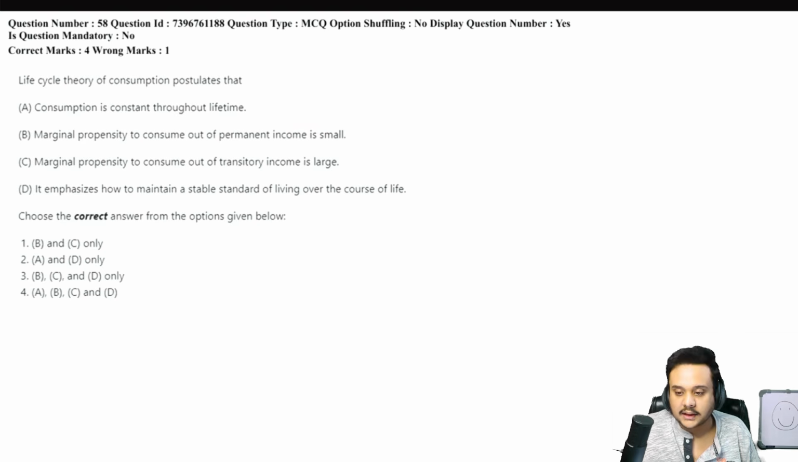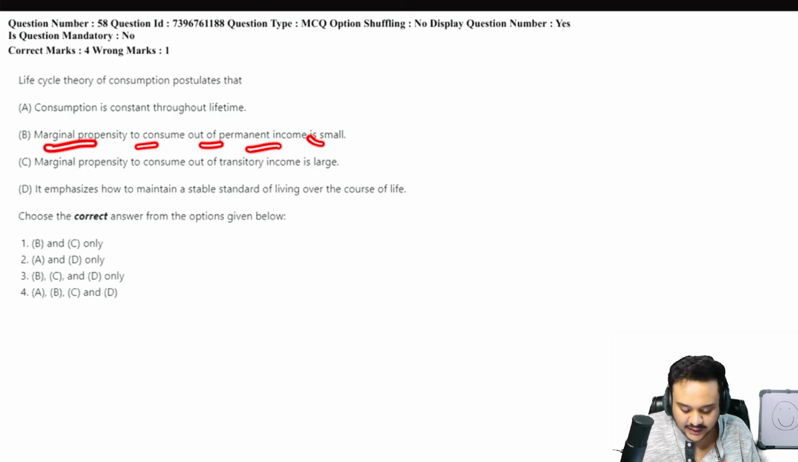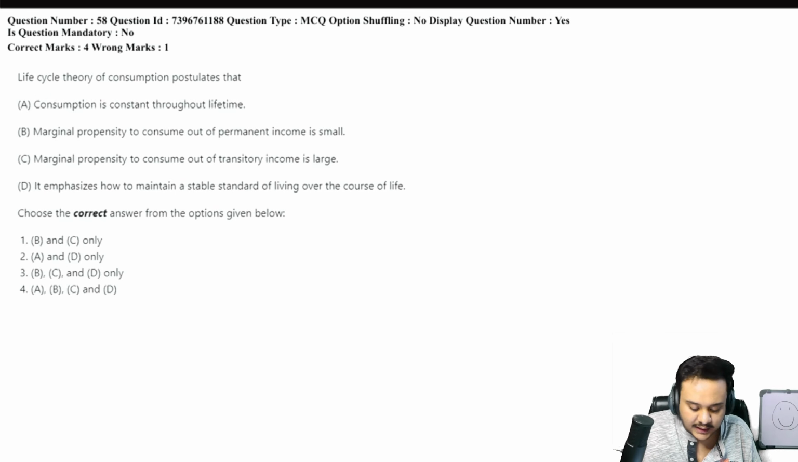First of all, let us look at the rest of the statements. Marginal propensity to consume out of permanent income is small. That is literally the opposite of the logic of the theory itself, that you consume a higher percentage out of your permanent income because you think that this is permanent. It is safer to consume a larger portion of that. That is why MPC from here is larger. So you can cut out every option with B in it, so you'll get to the answer directly.